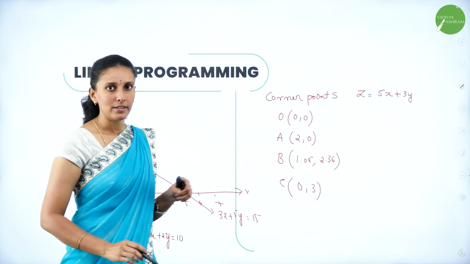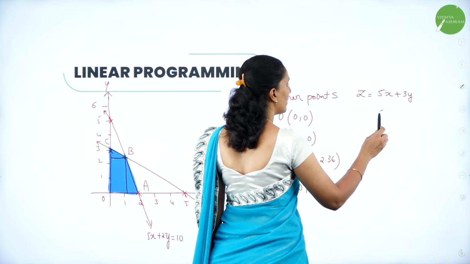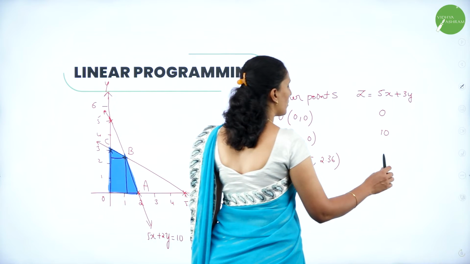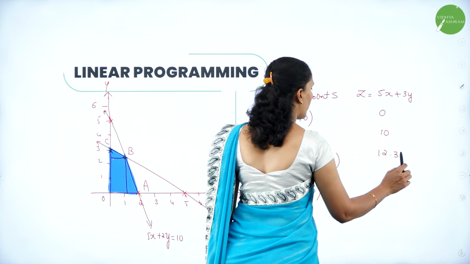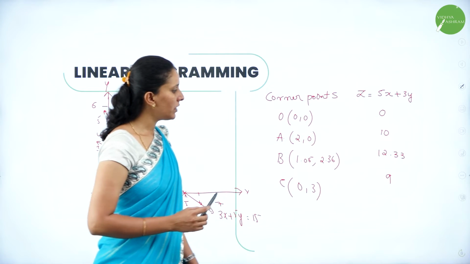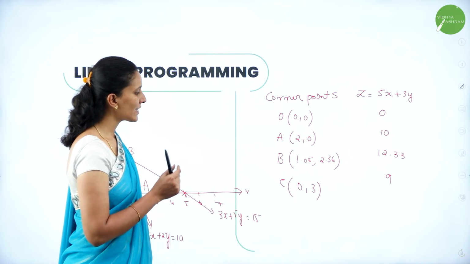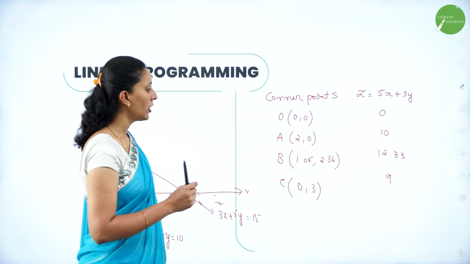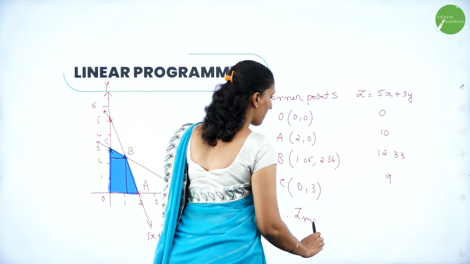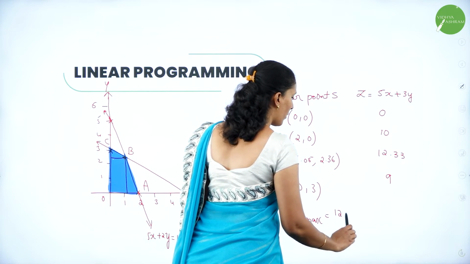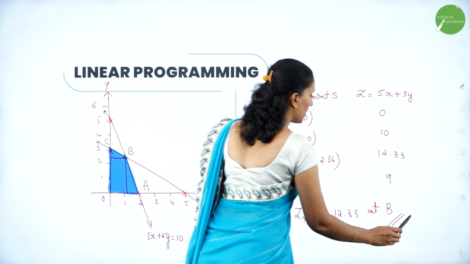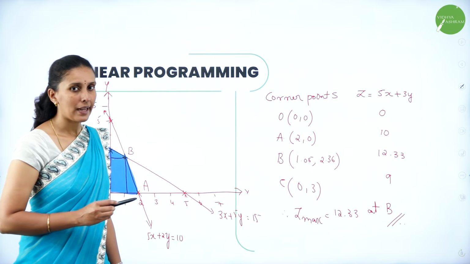So on solving this, for the first one, we will get the value as 0. For the second one, we will get 10. Approximately the value is equal to 12.33, and here you will get 9. So you can observe that the maximum value is at the point 1.05, 2.36. Therefore, Z max is equal to 12.33 at B. So this is the solution for the given LPP.